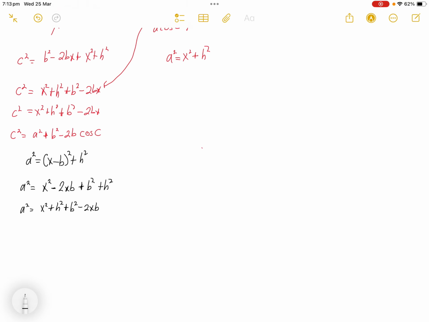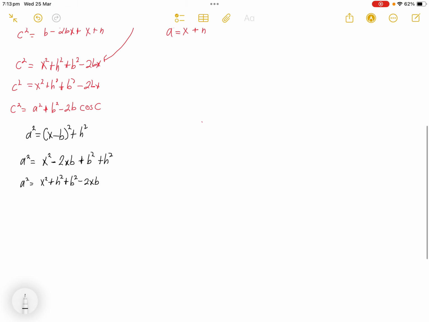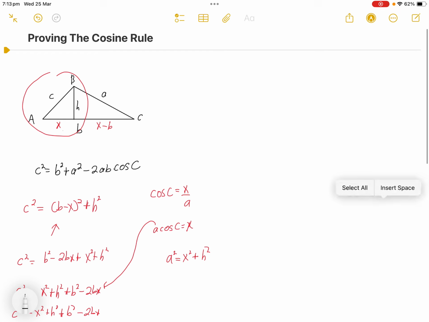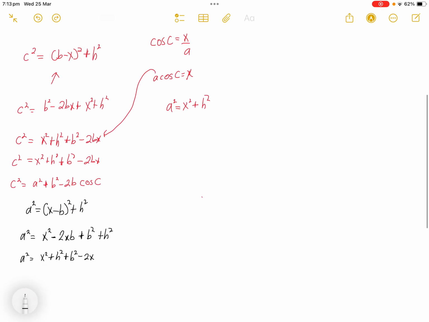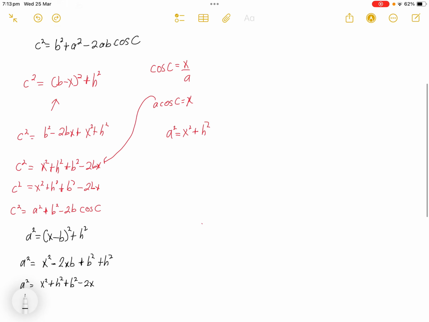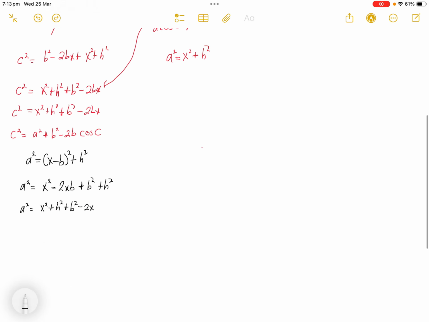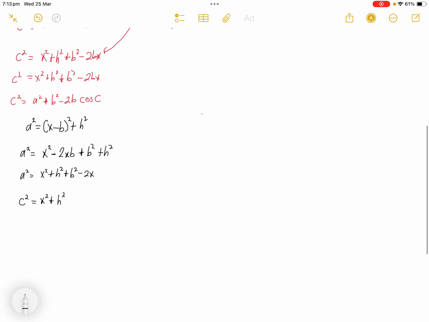Now the next thing we want to do is to do the other half the same way. We just work on the other half for c. So for c, that's going to be c squared equals x squared plus h squared.